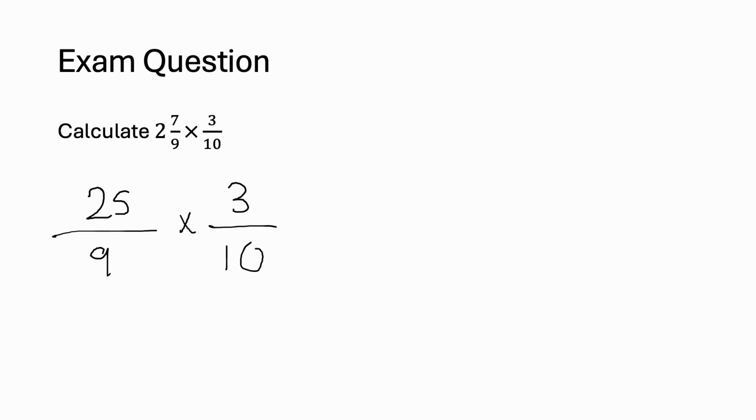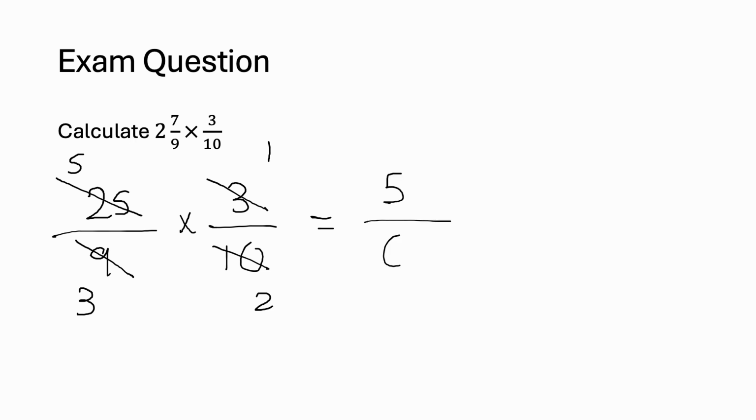And then what we can do is cross cancel out. So 25 and 10, they are both divisible by 5. And then the 3 and 9 are both divisible by 3. So we do 5 times by 1, which is 5, and 3 times by 2, which is 6. And that is it.